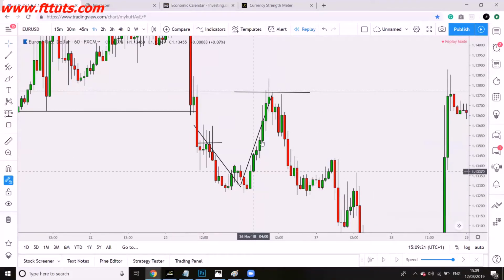Anytime I see green, green, green, green, green, green, green, I'm almost certain that we're going to have either a continuation or an exhaustion in the market, as well as seeing red, red, red, red, red, red, red. Okay? So now I'm looking at this. I say to myself, strong bullish pressure into the market. We have the rejection. This is fine. This is not enough. I now see price attempting to break this structure and failing.